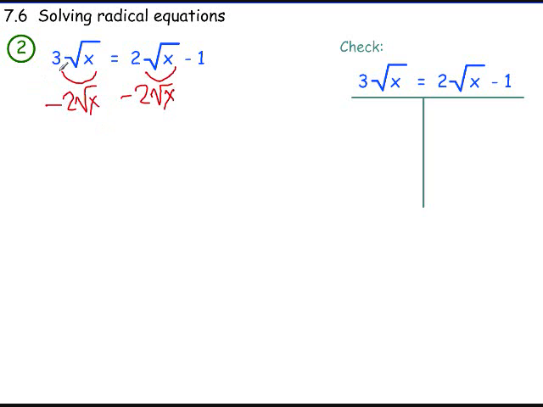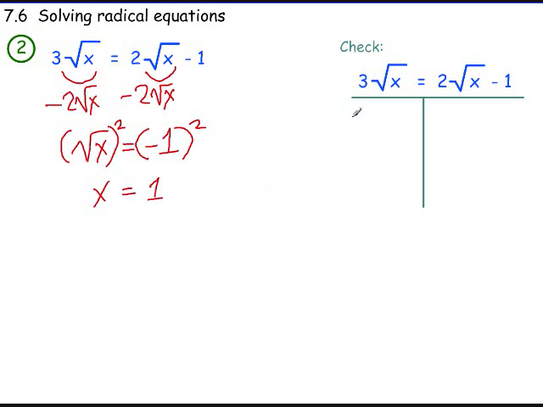And when I do that, I'll be left with 1 square root of x equals a negative 1. What's my next step? Well, I want to know what x is. I'm not interested in what the square root of x is. So I'm going to release it from its square root by squaring, and that means I have to square both sides. Now I'll have x equals, I square a negative 1, I get 1.